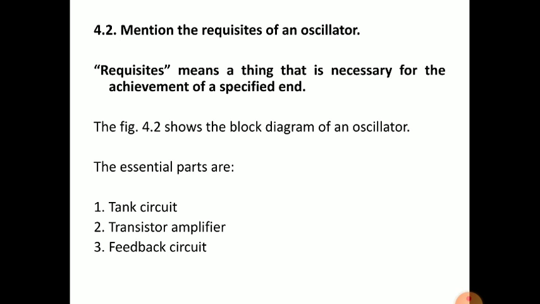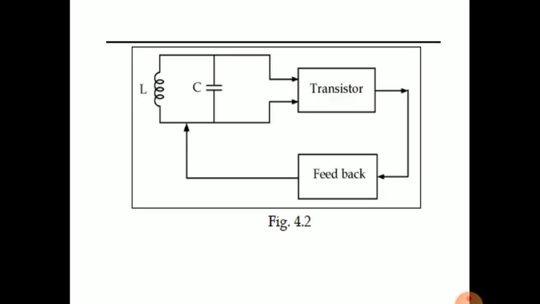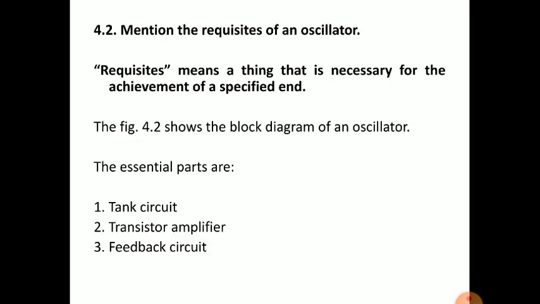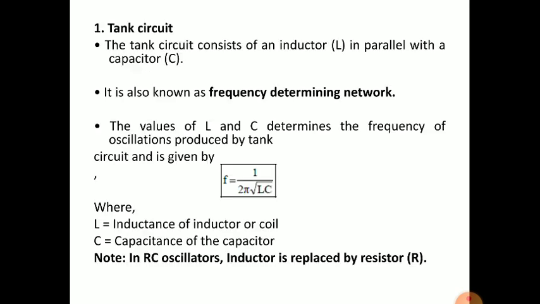Here is the block diagram of an oscillator. The essential parts here: the tank circuit, functionally the parallel LC circuit, is also called a tank circuit. It is applied to a transistor, and the feedback signal is applied again to the tank circuit. Essential parts are the tank circuit, transistor amplifier and feedback circuit.